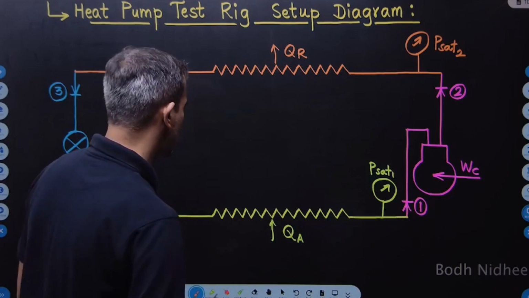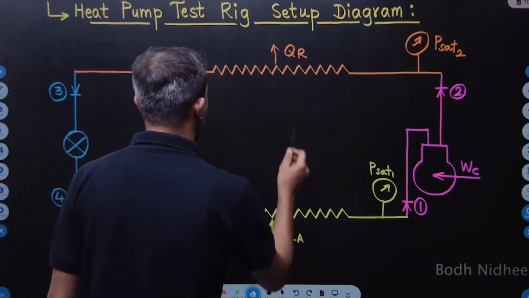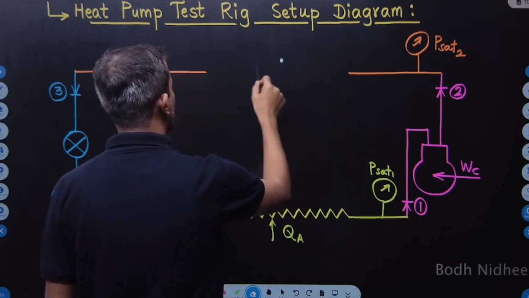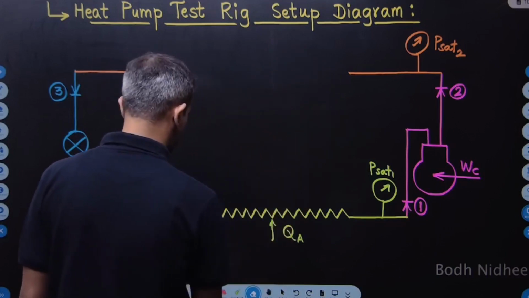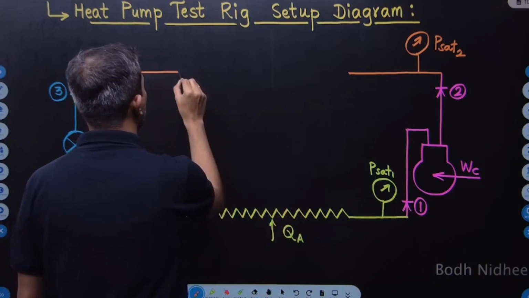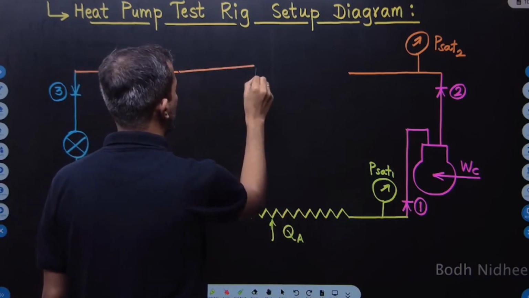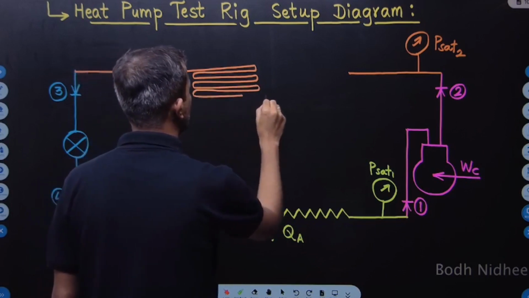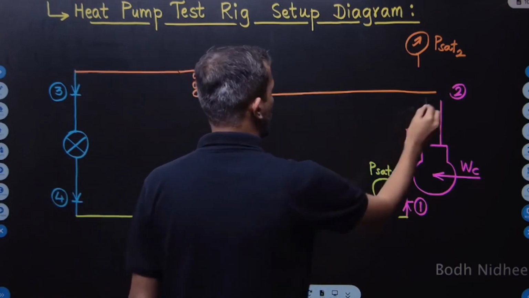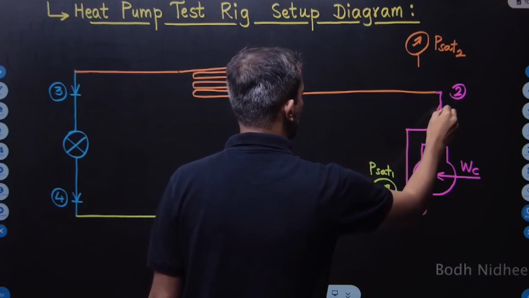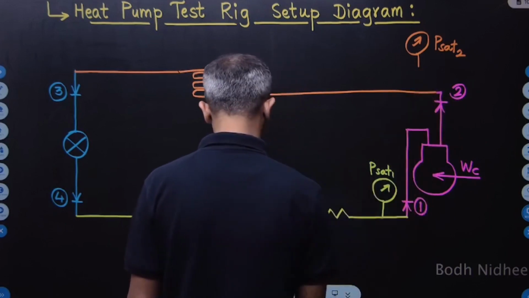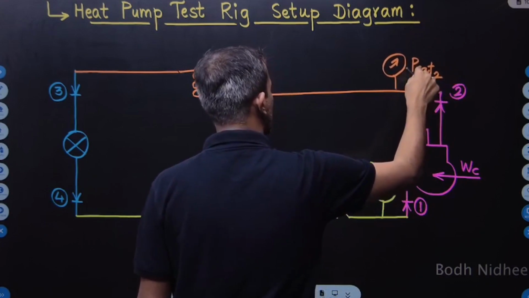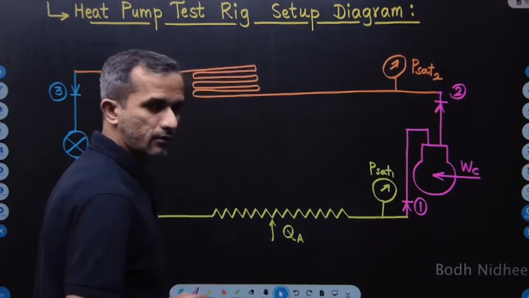So what they have done is modify the condenser and evaporator into a coil-and-tank heat exchanger form. They have put a coil here. The coil is inserted into a chamber, right? So point number 2, I'll connect it here. Here is the second thermocouple. I'll put this pressure gauge here so that I can measure the compressor pressure.